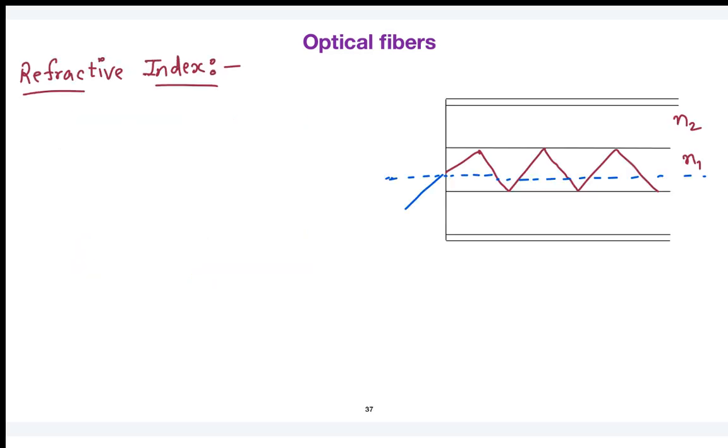And first of all, what do you mean by refractive index? So the refractive index of any medium is defined as the velocity of light in that medium divided by free space velocity.